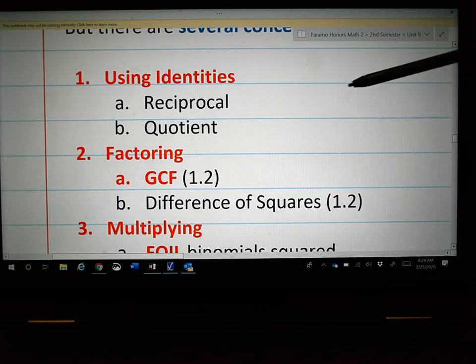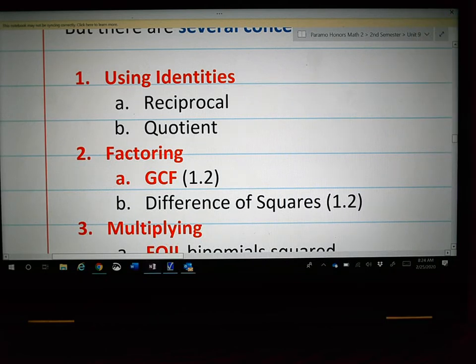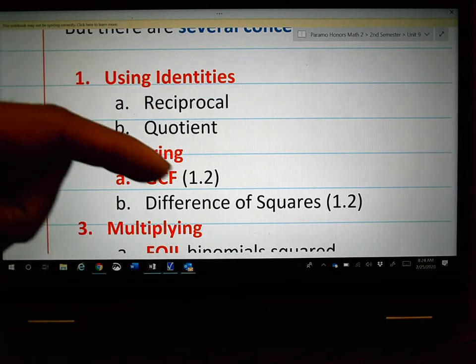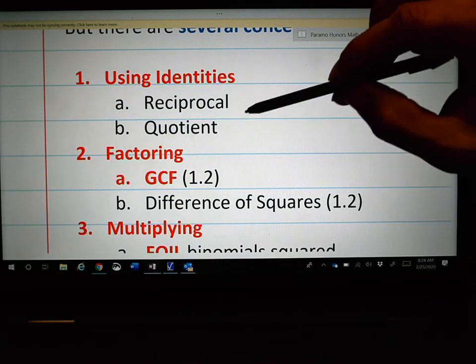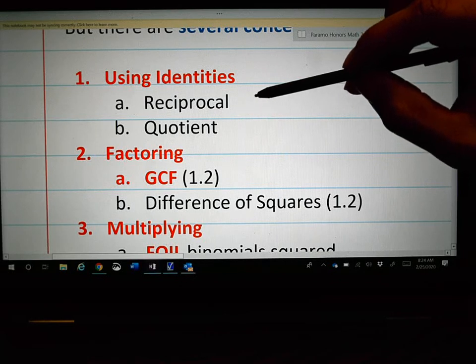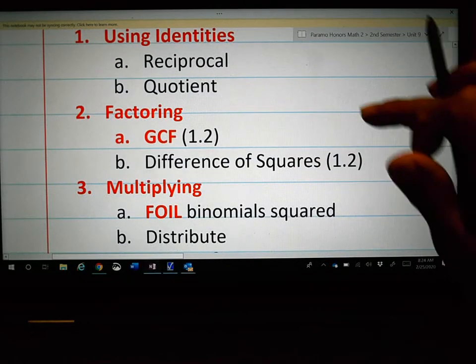use reciprocal identities. If you don't know what that means, look at the top of your notes. There are 6 of them. The sine of theta is equal to 1 divided by the cosecant of theta. You can move something from the bottom to the top using a reciprocal identity. Quotient identities, the tangent of theta and the cotangent of theta. That's at the top of your notes. And then, that's what we started with.